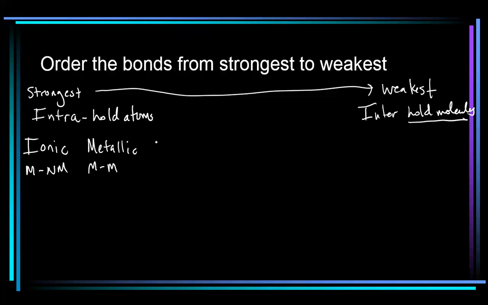All right. Next up, what's the weakest of all of the intramolecular bonds? This is between nonmetals and nonmetals. So, of these three, this one will have the highest boiling point and melting point, and this will have the lowest boiling and melting points. The most likely to be liquid is covalent. The most likely to be solid is ionic.